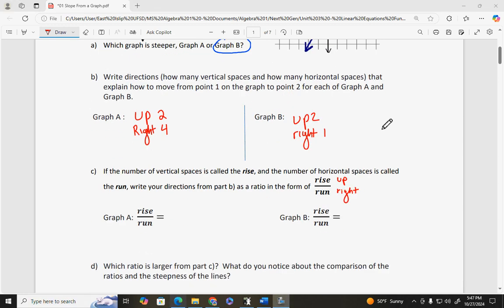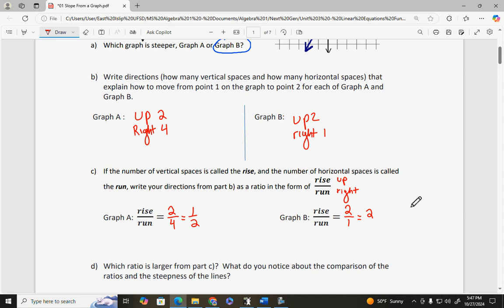So if we were to write our directions for graph A as a rise over run, it would be 2 over 4, but all ratios should be simplified, so it's really 1/2. And in graph B, it would be 2 over 1, which is the same thing as 2. If they want it written as a ratio, we do write it as 2 over 1, but we are allowed to also write it as 2.